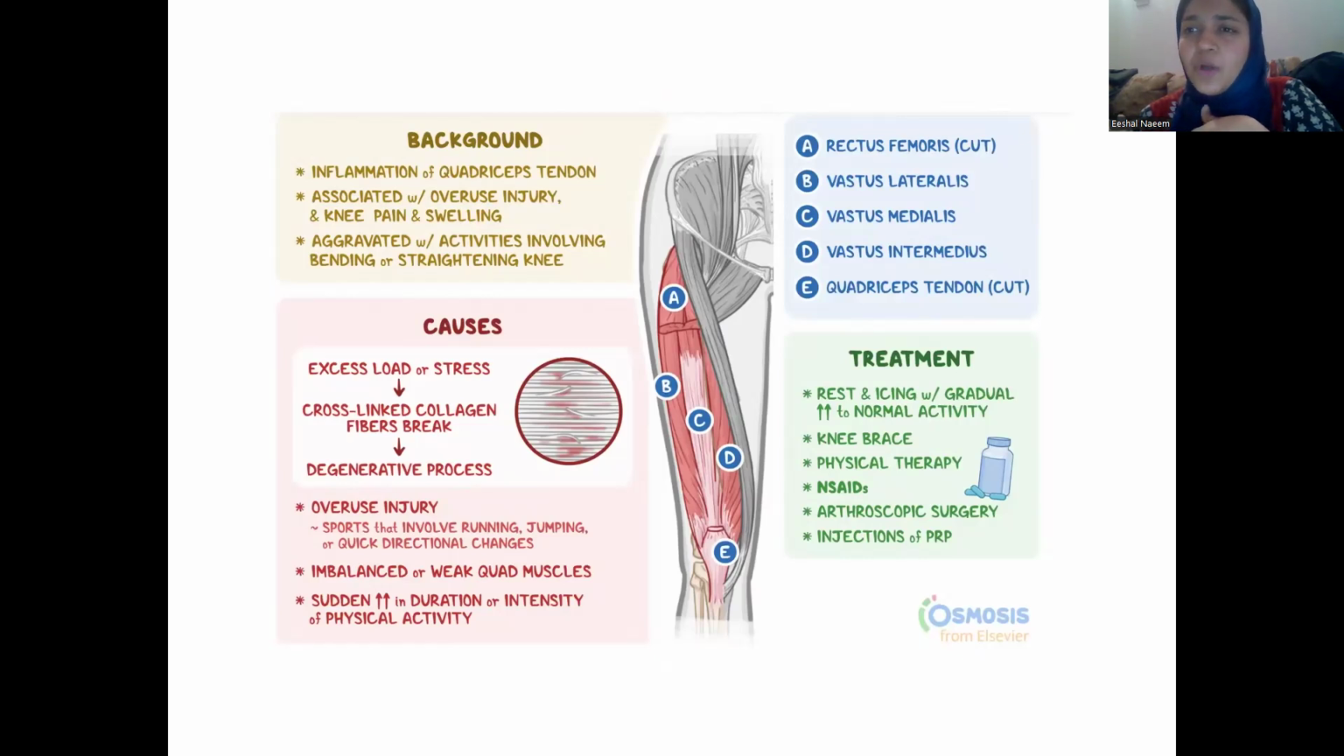Also, NSAIDs have a very important part in reducing the inflammation near those joints, so they actually help to repair the muscle. And you could then get an X-ray done and get an appointment or refer them to an orthopedic surgeon to see if there's need of arthroscopic surgery, which is not very common. And then injections of PRP.